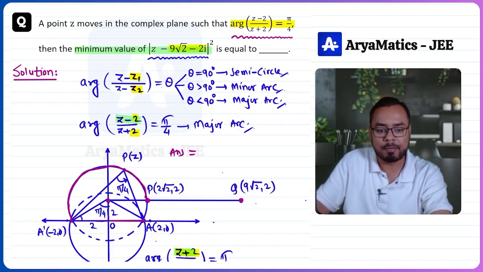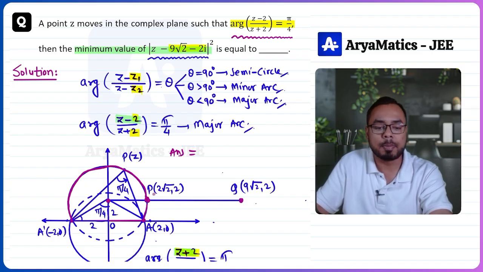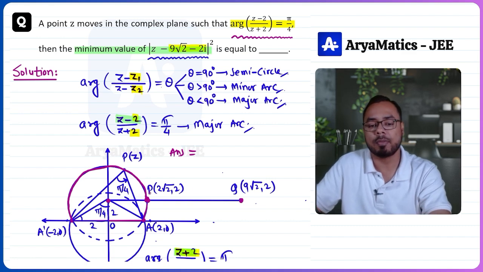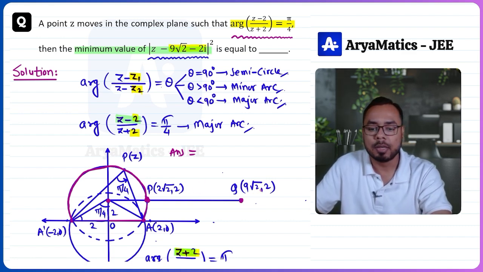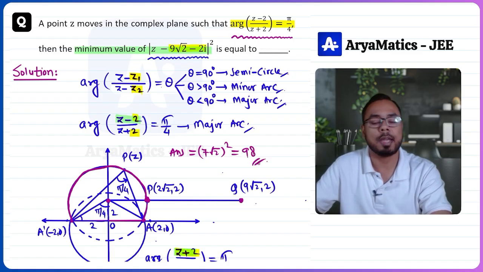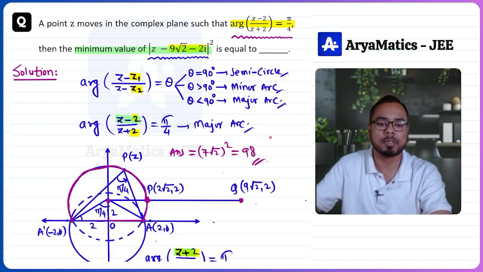Now if I need the minimum value of PQ, then point P has to be here. Point P must be at x coordinate 2 root 2 and y coordinate 2. Now we need the minimum value of PQ square. So 9 root 2 minus 2 root 2 will be 7 root 2, squared. 7 squared is 49, into 2, 98. So that will be the correct answer for this problem.